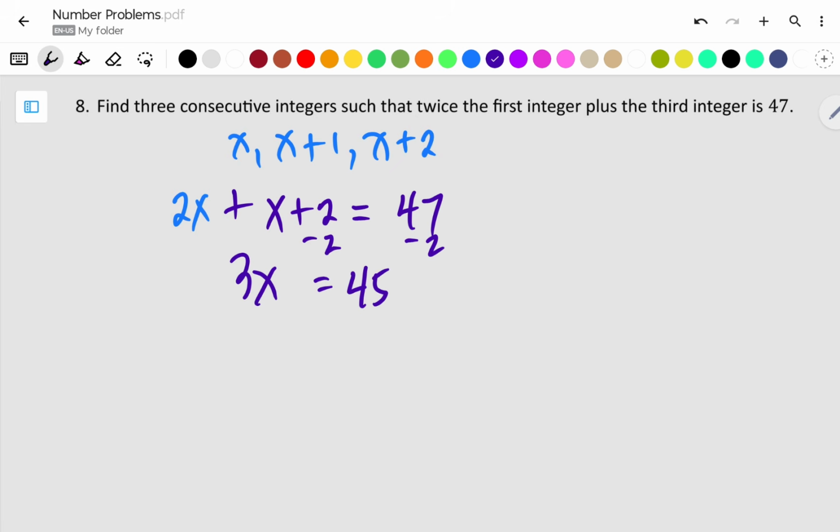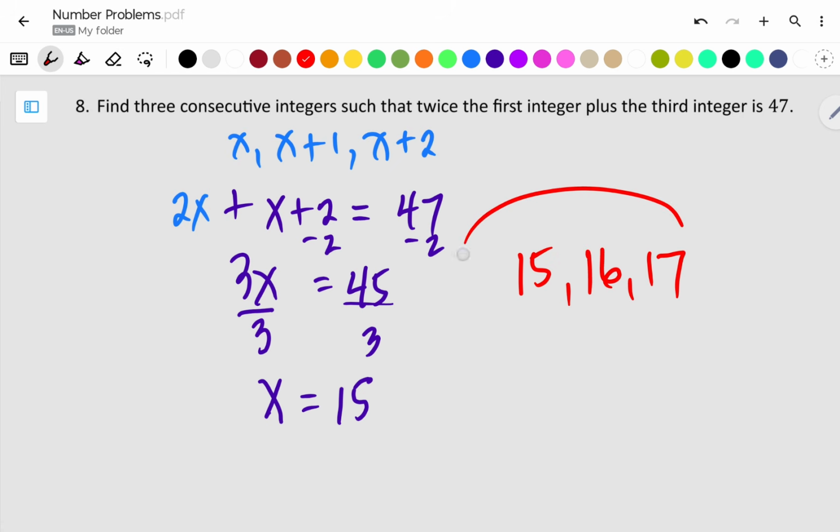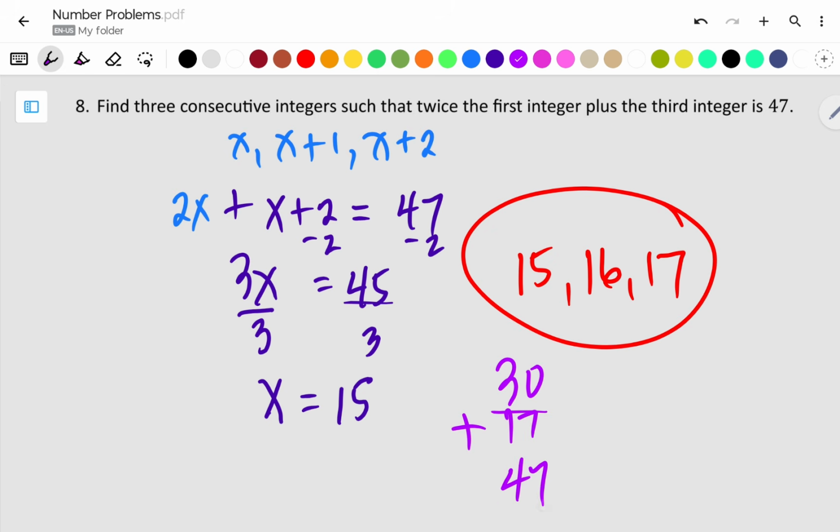Minus 2 on both sides, that is 45, divided by 3. x equals 15. So if x is 15, the second one, x plus 1, is 16, and then 17. To check if the answer is correct, twice the first, that's 30, plus the third, is it 47? Yes.